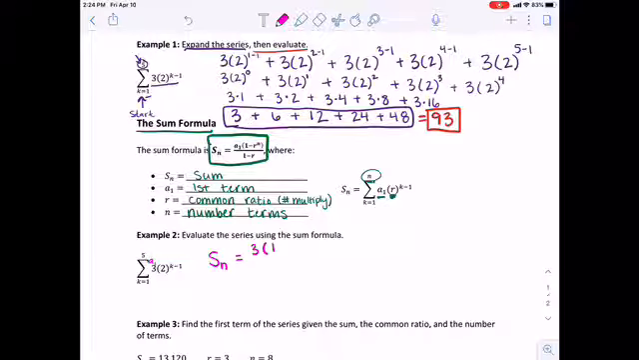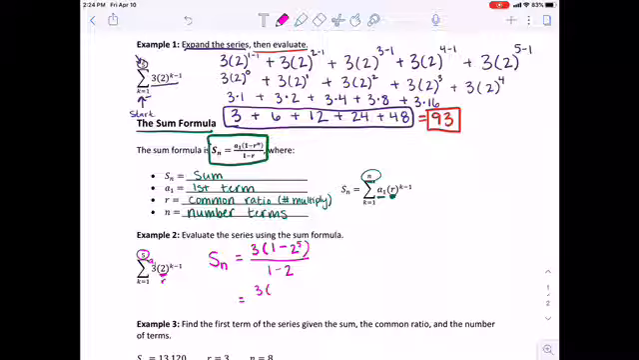Times parentheses 1 minus R, which is my 2, to the n power. Well, in this case, my n is that 5, all over 1 minus R again, which was 2. Now, to solve this, I'm going to do it piece by piece, but if you have a calculator that allows you to type this straight in, you can just type it straight into your calculator. But if you don't, we can solve it piece by piece.